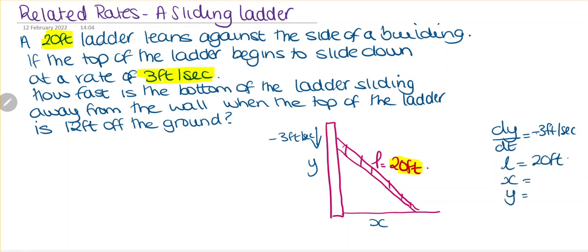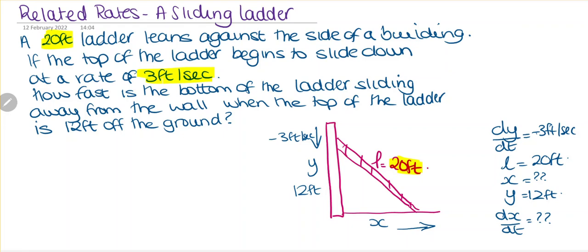So let's have a look at the question. It says, how fast is the ladder sliding away from the wall? So the ladder is going to slide this way. So we need to find dx/dt, which is the rate of change of X in relation to time. And it says when the top of the ladder is 12 feet off the ground, so we're looking when Y is 12 feet. We don't know X, so we need to find X.